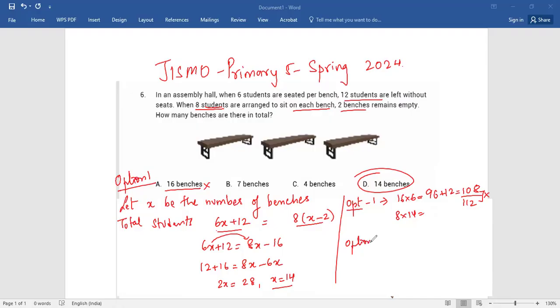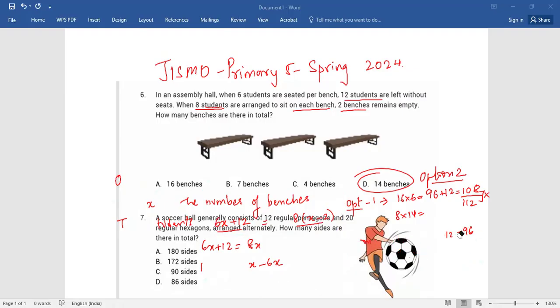If you try for option D, which is 14 benches, you do 14 into 6, which is 84, and 12 students, which is 96. And 8 students per bench and 2 benches were empty. So 14 minus 2 is 12. So 8 into 12 is 96. So the total number of students will match here. So you can do option 1 or this is option 2. You can do either way, you'll get the answer. So the correct answer for question number 6 is D, 14.